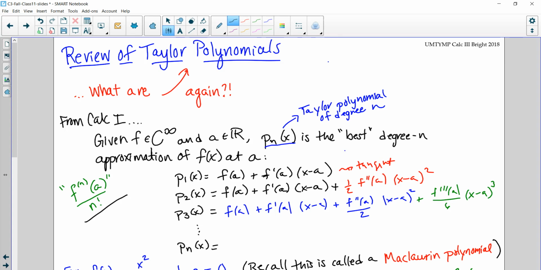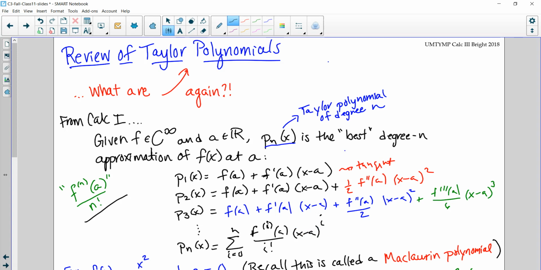Okay, so what we can say here is that in general, this is going to be the sum from i equals 0 to n of the ith derivative of f evaluated at a, over i factorial, times x minus a to the ith power.